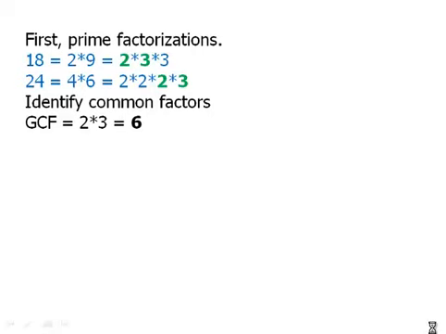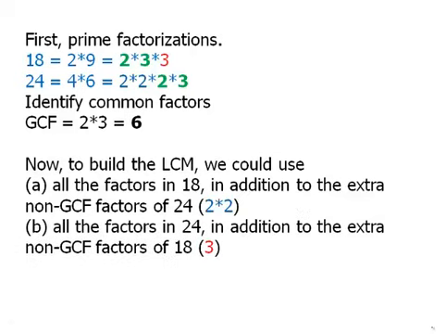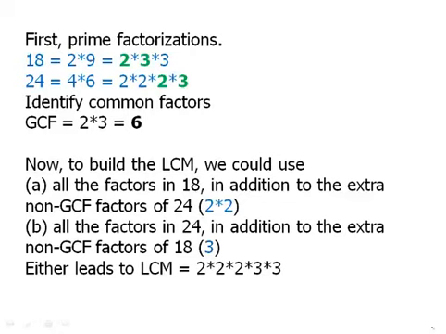Now, to construct the least common multiple, we could either use all the factors in 18, those three factors, in addition, the two extra factors in 24, the 2 times 2, or we could use all the factors in 24, and in addition, all the extra factors of 18, which would just be the extra 3. Either way, this is going to lead to 2 times 2 times 2 times 3 times 3, which is 8 times 9, which is 72.